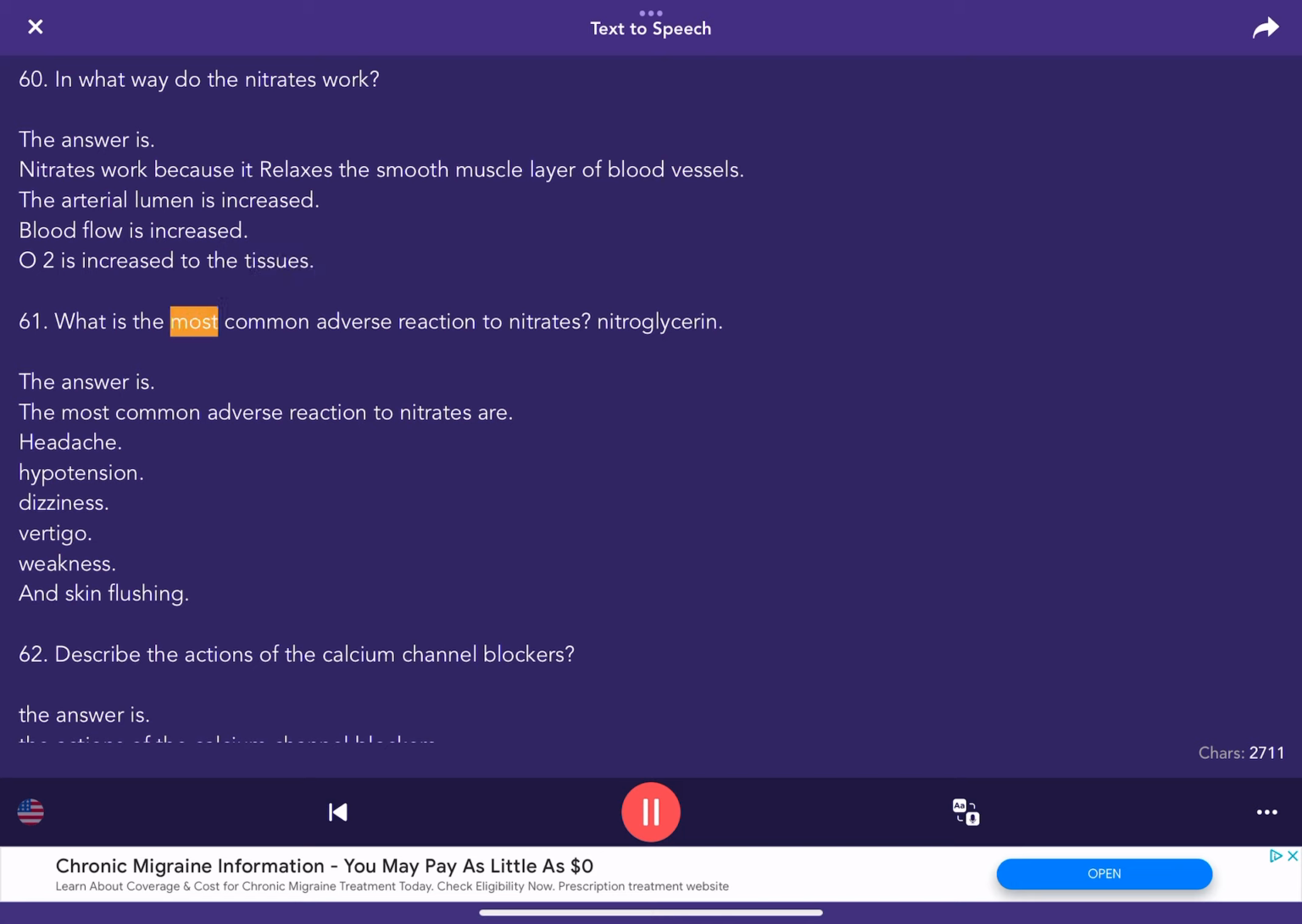61. What is the most common adverse reaction to nitrates? Nitroglycerin. The answer is, the most common adverse reactions to nitrates are headache, hypotension, dizziness, vertigo, weakness, and skin flushing.